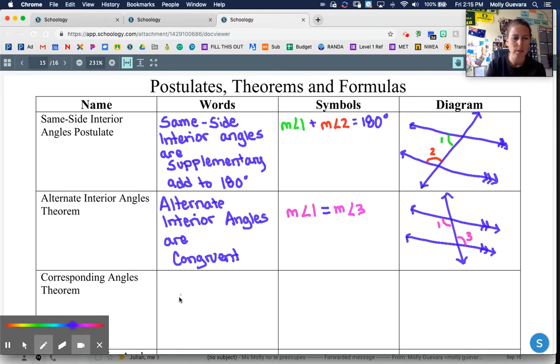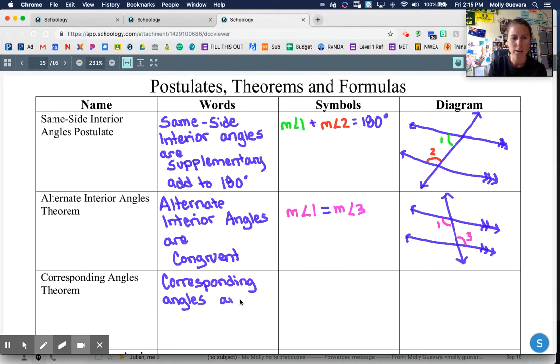Okay, next one is corresponding angles theorem. So we can say that corresponding angles are congruent.